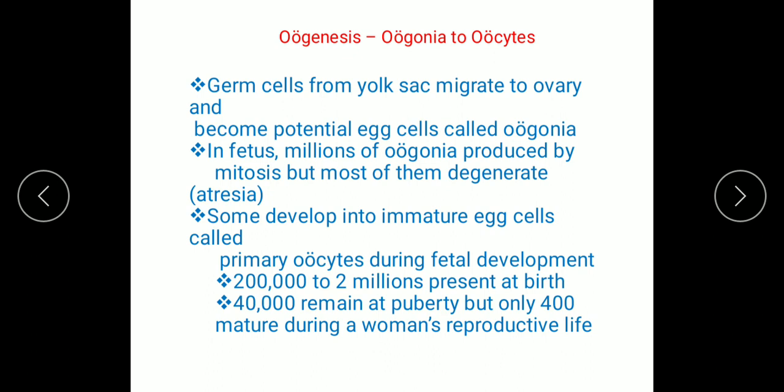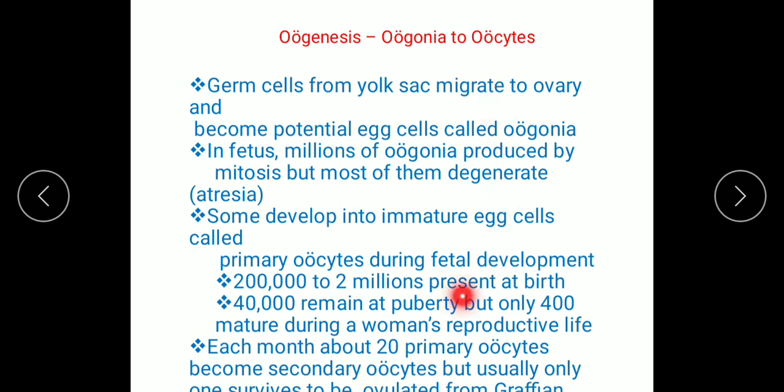An oogonium further develops into a primary oocyte. A primary oocyte is nothing but an immature egg cell. Previously you studied spermatids. A spermatid is an immature or inactive spermatozoon. The change of inactive spermatozoa into active spermatozoa is called spermiogenesis. Similarly, the immature egg cell is called a primary oocyte.